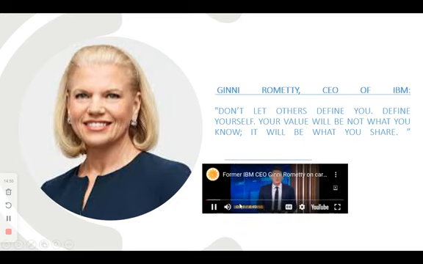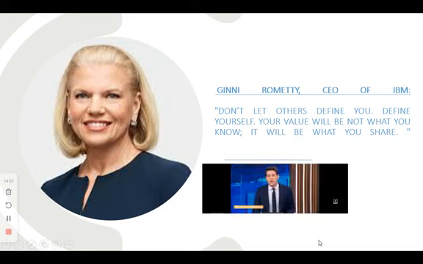She is on top of the world. Former IBM CEO Ginny Rometty is pulling back the curtain on her time as leader of one of the world's biggest tech.